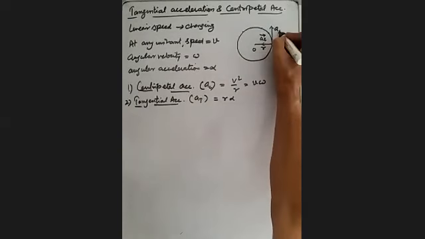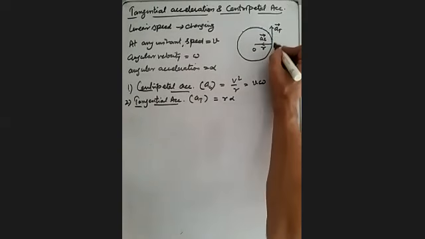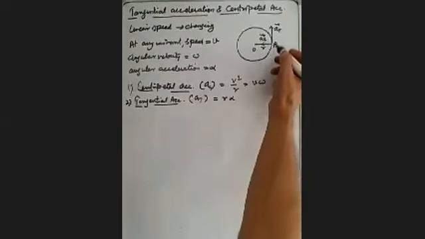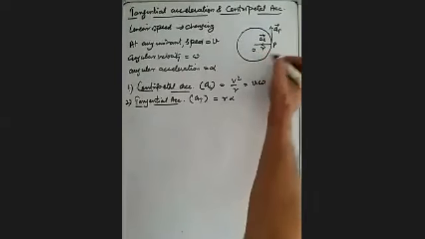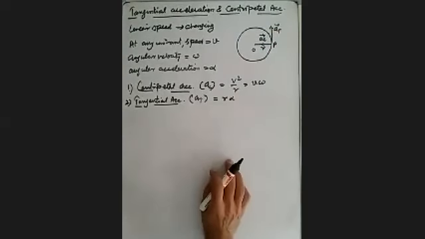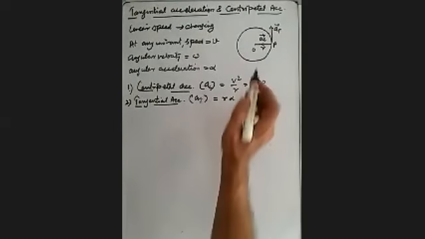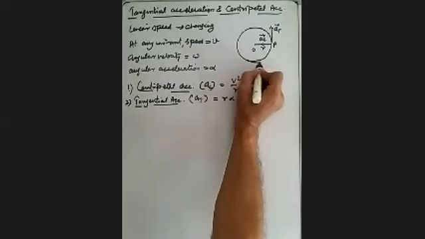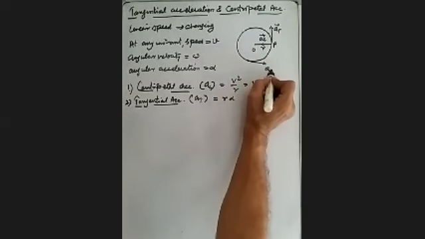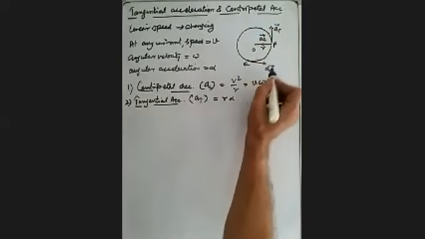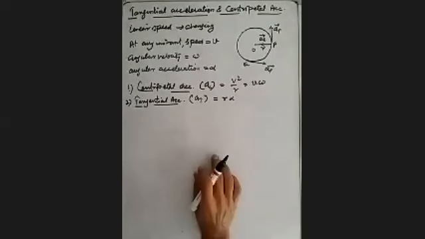So this is the direction of tangential acceleration if the particle is at point P, and this acts in the plane in which the particle is moving on a circular path. Now if the particle is at point, say, Q here, tangential acceleration will be like this. Similarly, at different positions of the particle, tangential acceleration will always be along the tangent to the path at that point.